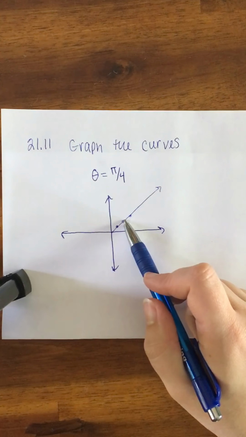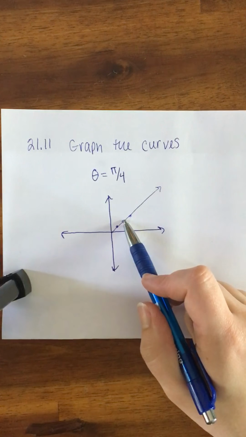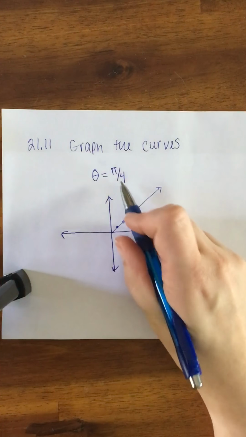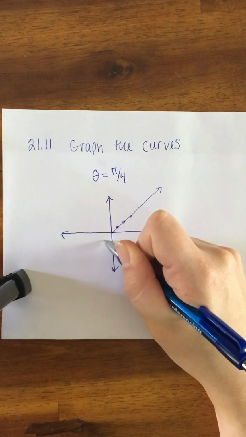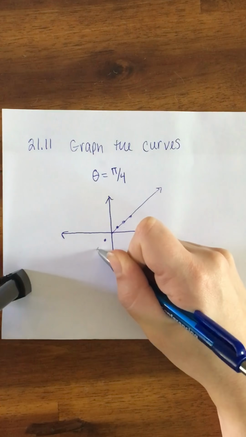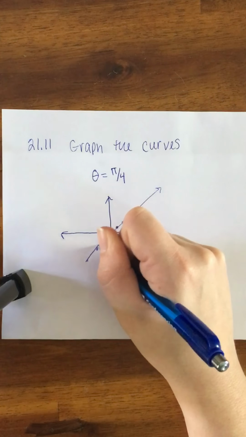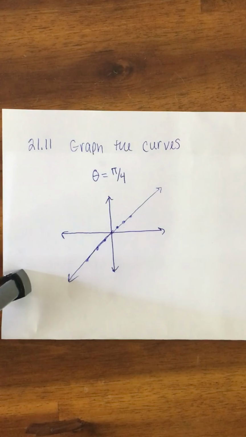Remember I said r could be whatever. So what if r were negative? Remember, negative r values send you in the opposite direction of the angle. So if r were negative 1, we would count out this way 1. If r were negative 2, if r were negative 3, and so on. So look, we get a line. If you just have theta equals, you get a line.